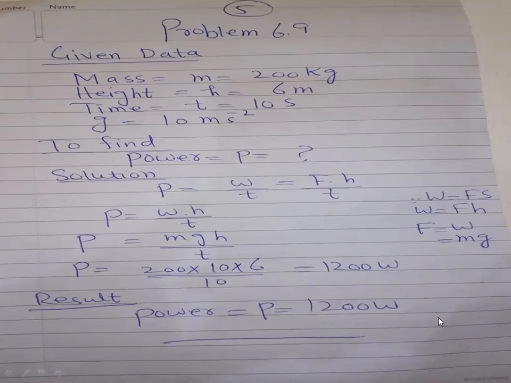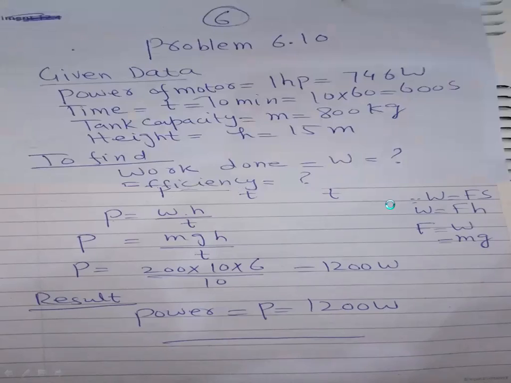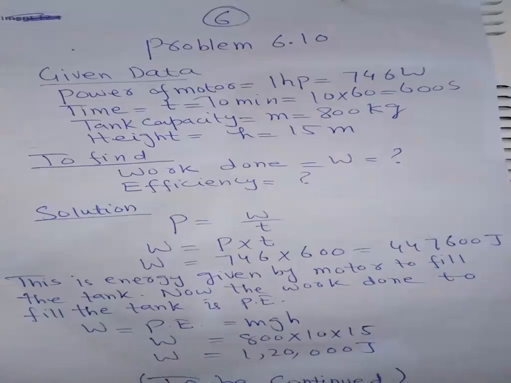Now I'm moving towards the last numerical of this chapter. After this, our numericals have ended. 6.10, this is the last numerical of this chapter, number 6. I read the statement first.